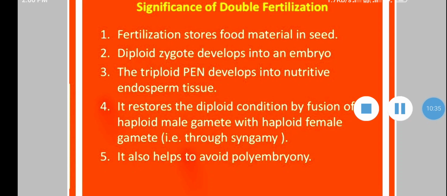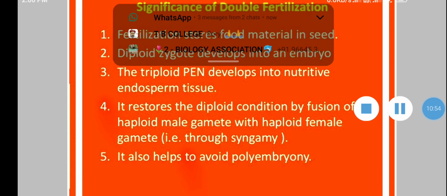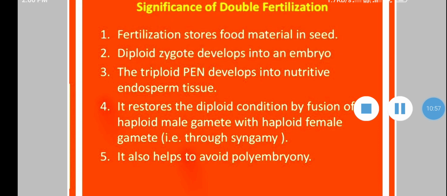Here is the significance of double fertilization. Fertilization stores food material in seed. Diploid zygote develops into an embryo. The triploid PEN develops into nutritive endosperm tissue. It restores the diploid condition by fusion of haploid male gamete with haploid female gamete through syngamy. It also helps to avoid polyembryony. Polyembryony means development of multiple embryos.